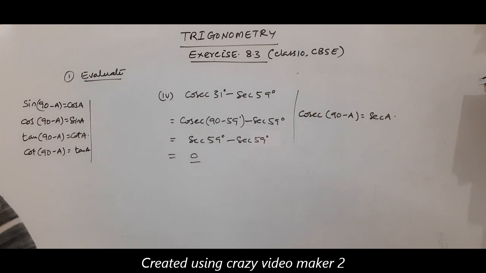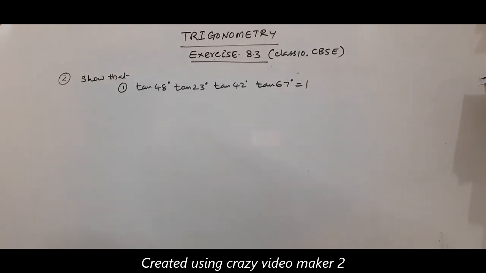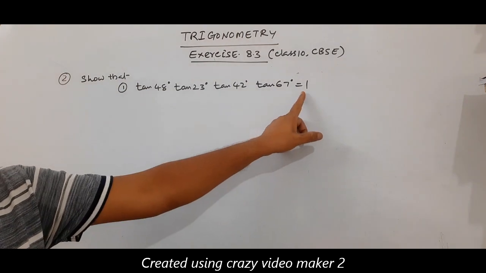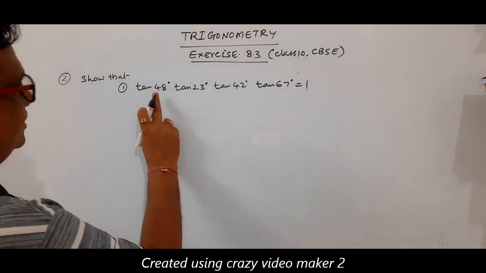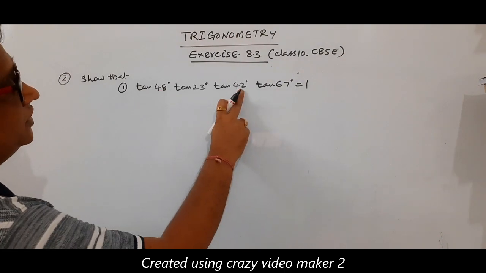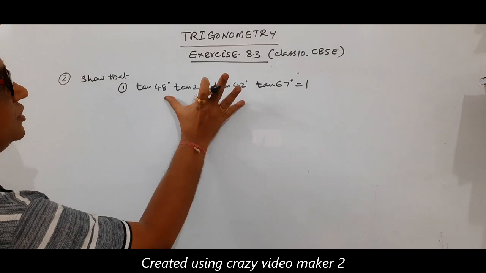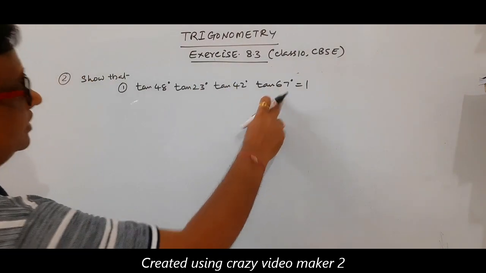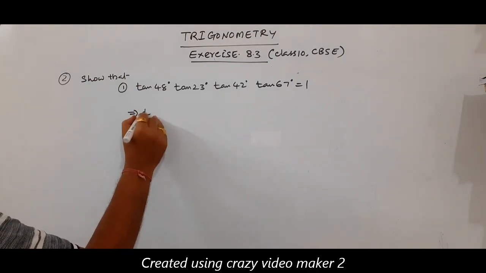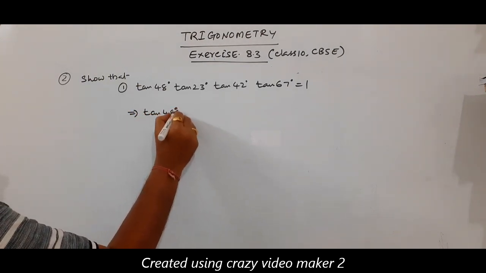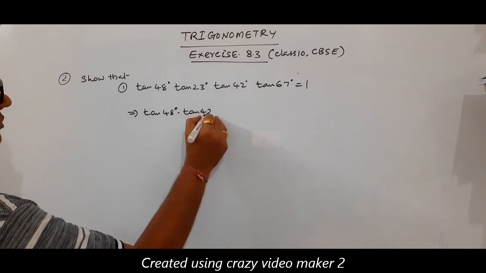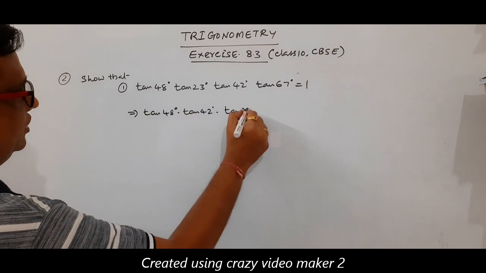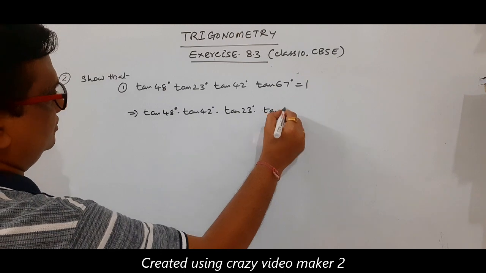In the second question, show that tan 48 into tan 23 into tan 42 into tan 67 equals 1, the product equals 1. Please check that 48 and 42 are complementary, and 23 and 67 are complementary, because if you add them you get 90. So rewrite this as tan 48, tan 42, tan 23 degrees, tan 67.